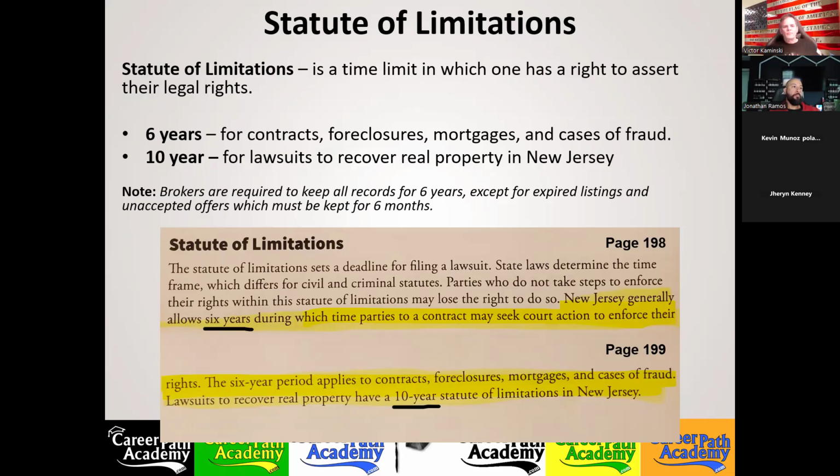Okay, but the 6-year and the 10-year statute of limitations, and then the rules about record keeping for real estate agents. These are the real estate commission's rules. Okay. You got the highlights here? Yes, thank you.